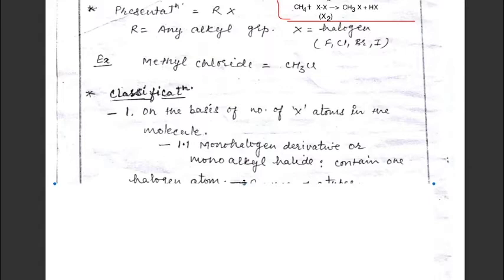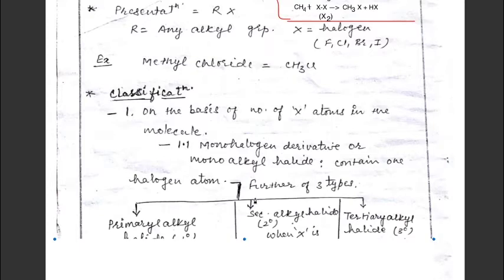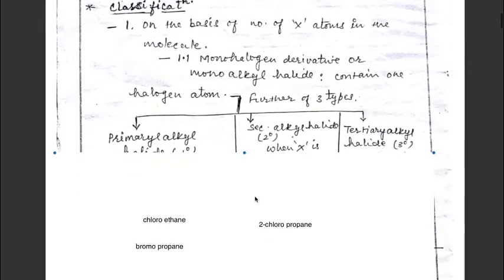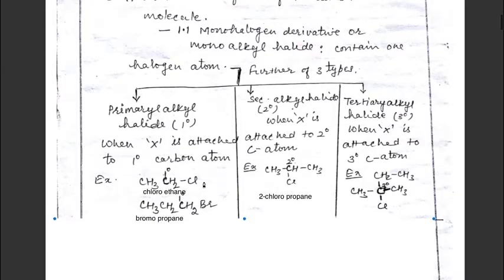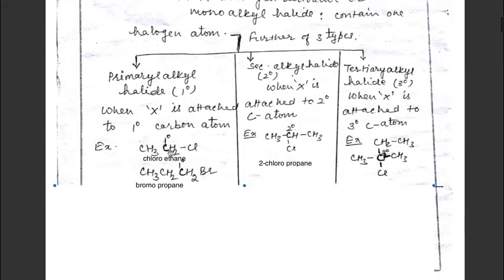Let us discuss monohalogen derivatives. These monohalogen derivatives are further classified in 3 categories, namely primary alkyl halide, secondary alkyl halide, and tertiary alkyl halide. Primary alkyl halides are those alkyl halides in which halogen is attached to a primary carbon atom. This carbon atom is a primary carbon atom.